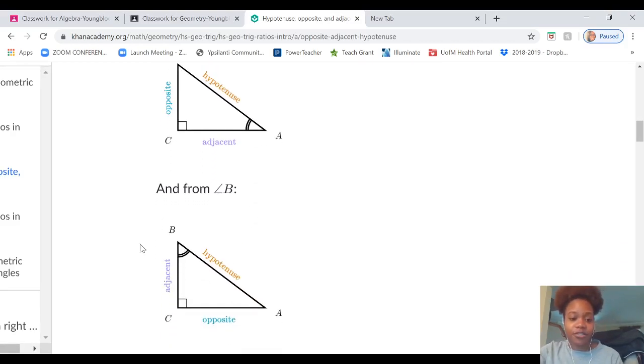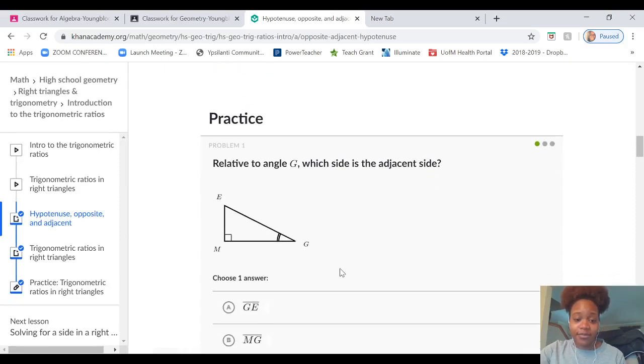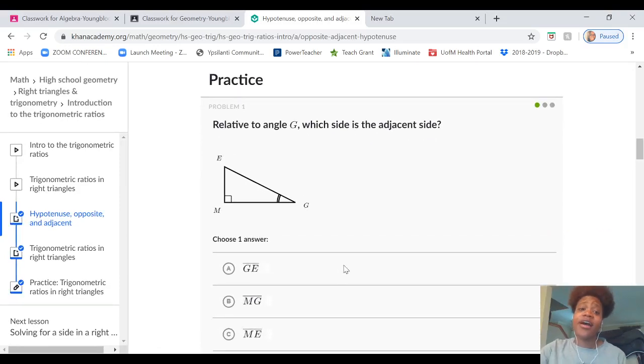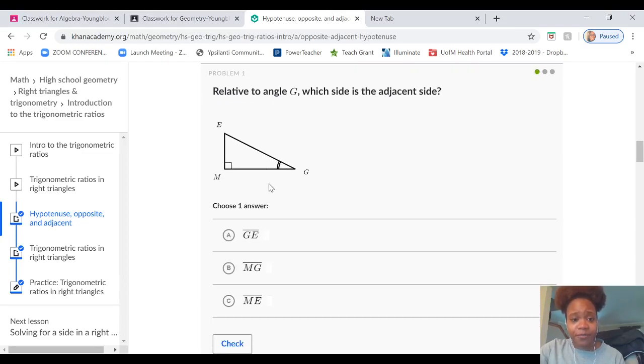If we switch our focus or our reference to angle B, the hypotenuse stays the same, but the adjacent and opposite switch. Again, that's because our angle has switched. So if this is our reference angle, this side is now opposite from it, and this side is adjacent to it. So in the article, they just give us a few practice problems, and if you're watching this video, I'm pretty sure we have the same problems. So you can just knock these out and get these right with me.